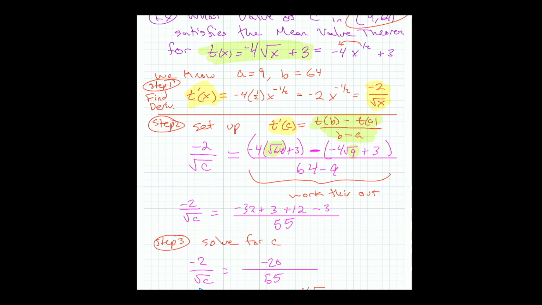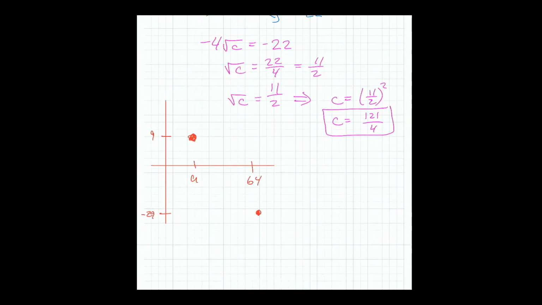Oh, if you put a 9, you get negative 12 plus 3. That should have been negative 9. Oops. Down here. My bad.